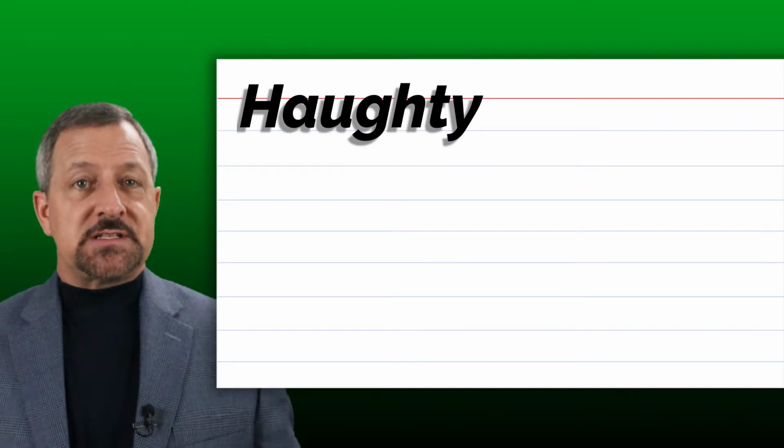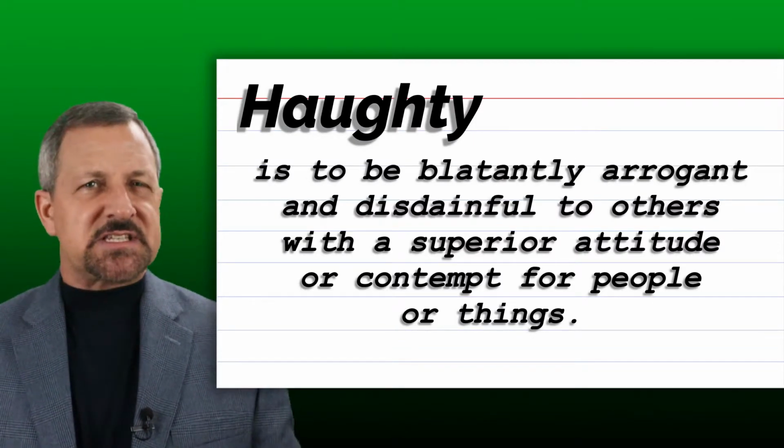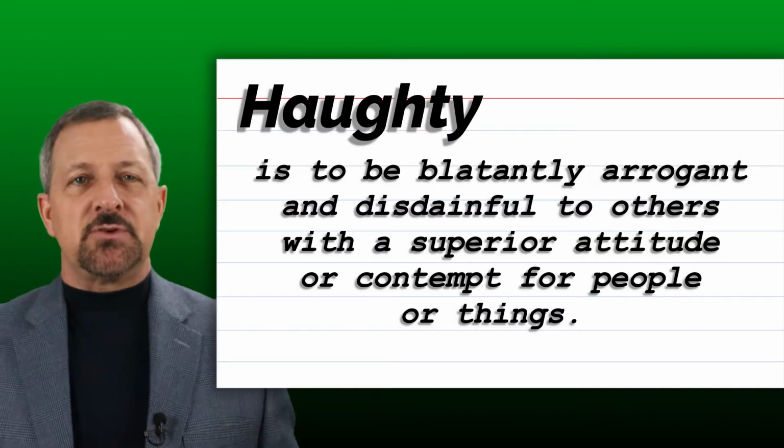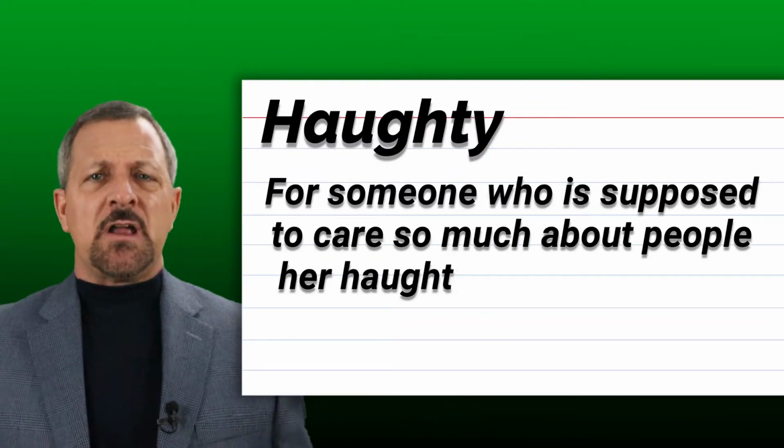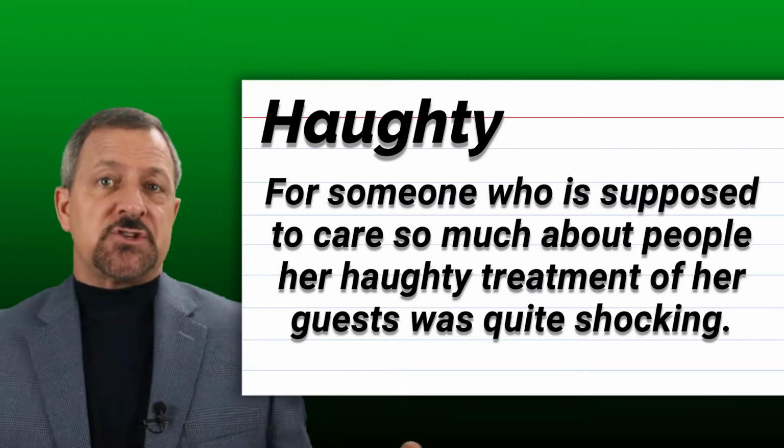The seventh word is haughty. A basic definition of haughty is to be blatantly arrogant and disdainful to others with a superior attitude or contempt for people or things. When haughty is used in a sentence, it sounds and looks like this. For someone who is supposed to care so much about people, her haughty mistreatment of her guests was quite shocking.